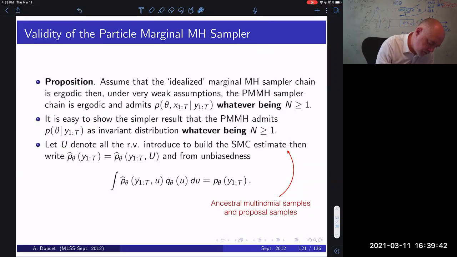So let U be all the random variables used to build the SMC estimate. In particular, what this means is we're going to identify all of the resampling steps and the proposal samples, but really think about resampling. Those are the random variables that sequential Monte Carlo consumes. So there'll be n by t of these random variables, and think about reparameterizing them so they're just drawn from some pseudo-random number generator. So you just have an n by t source of random variables that you consume.